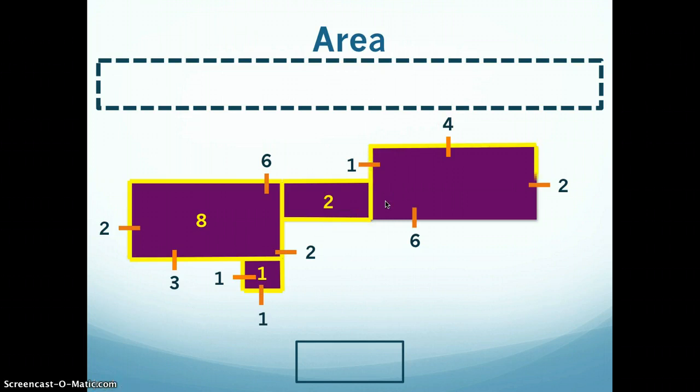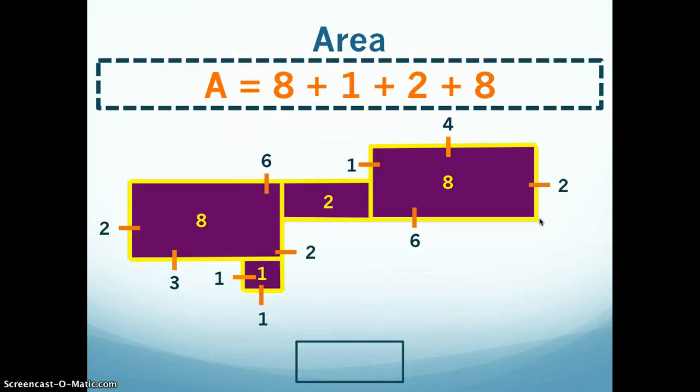And our last rectangle has a length of 4, you can see that at the top, times a width of 2 for an area of 8. Add up these numbers and you still have an area of 19. So again, it doesn't matter where you separate your rectangles or how you do it, as long as you can find the length and the width.